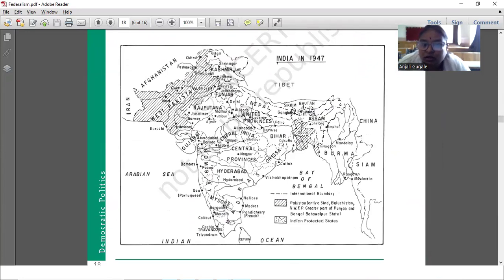So here, the one marked with these slanting lines is the Pakistan territory, which, after the partition, Pakistan was formed, and the Indian protected states, as you can see. As there were no states during that time, most of them were the provinces. There were in total 11 provinces. Here you can see central provinces, Gujarat, Rajputana, West Pakistan before the partition. But after partition, in India, 8 provinces were remaining. As you can see, the ones mentioned in capital letters are the provinces.